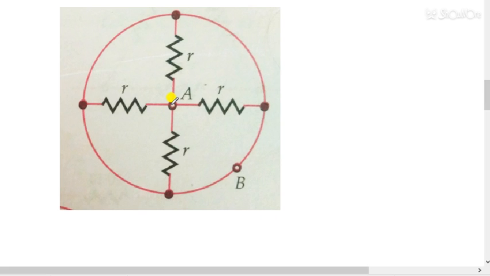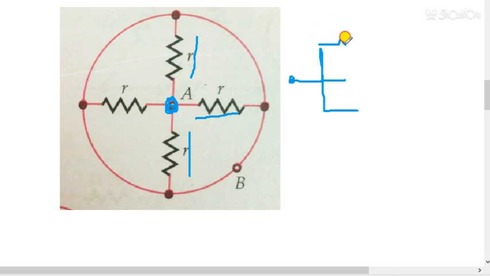Now students, you can see in this question, point A is common to 4 resistances. That means this resistance is also connected to point A, this is also connected to point A, this is also connected to point A, and this is also connected to point A. So all the 4 resistances are connected to point A on the left hand side. So let's take it as point A and draw 4 resistances here. Okay, let me take point A. This is point A and 4 resistances are there.